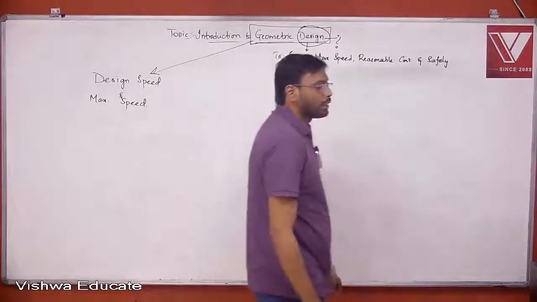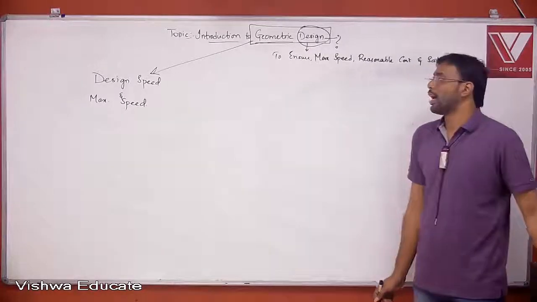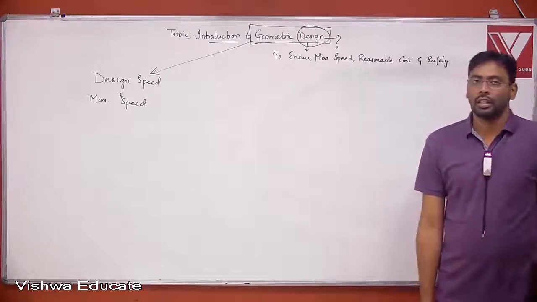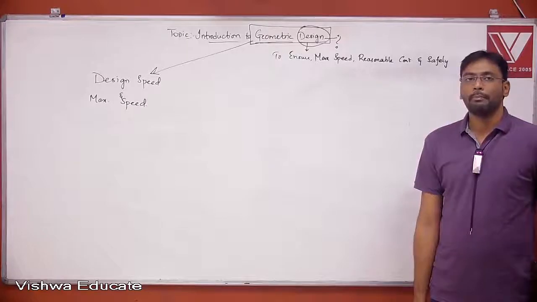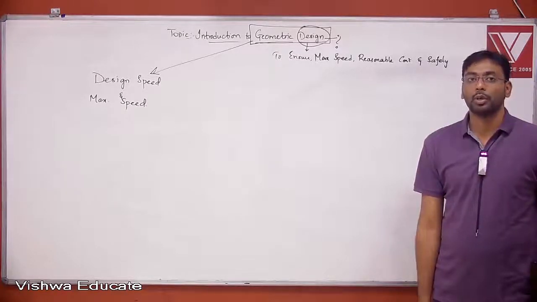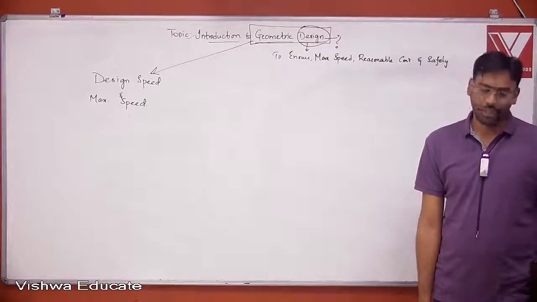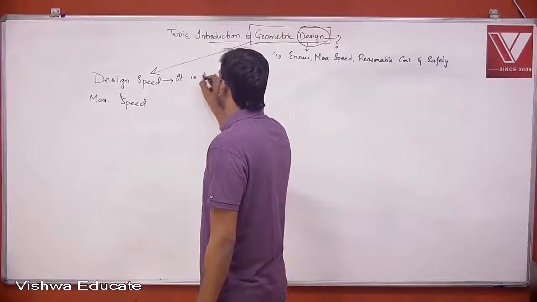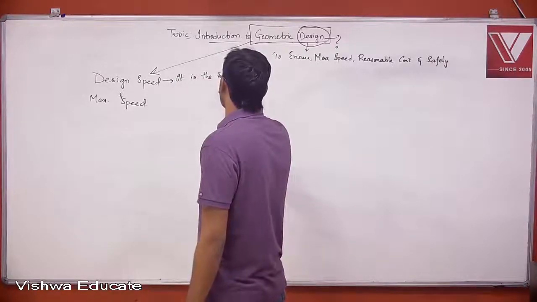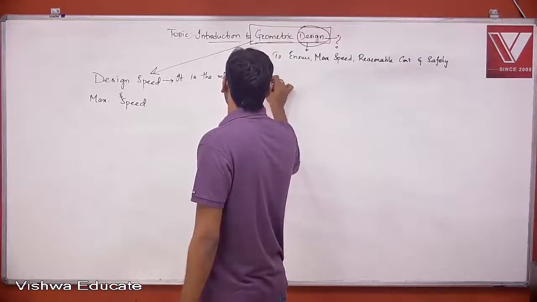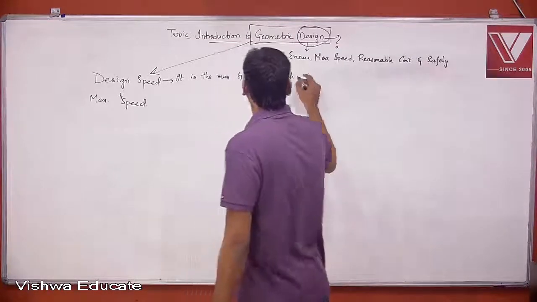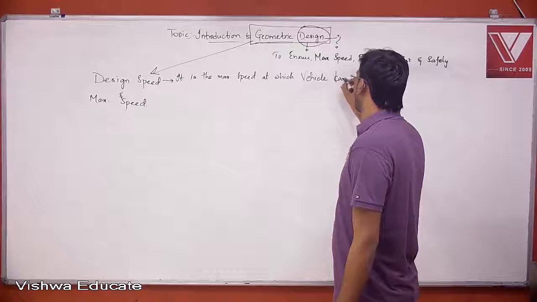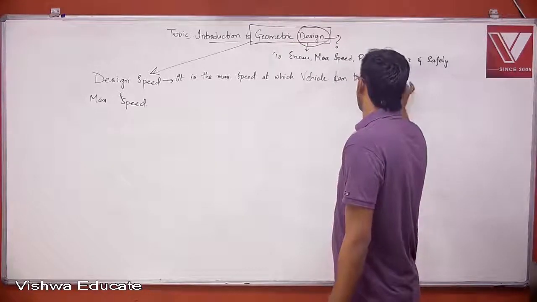There is a very minute difference between these two terms, design speed and maximum speed. Can anybody differentiate it? Design speed is the maximum speed at which the vehicles can travel safely, right?